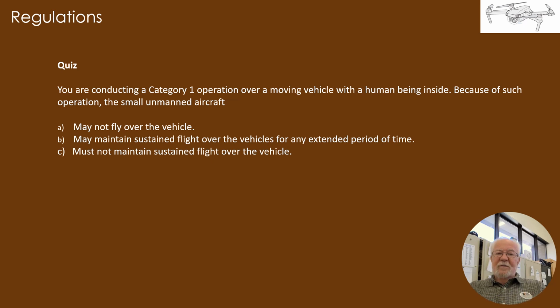Quiz. Category 1, operation over a moving vehicle with a human being inside. Under pretty much Category 1, 2, and 3, you can't fly over moving vehicles unless under certain circumstances. But the first circumstance is that you cannot fly over the vehicle. With a human being inside and the vehicle moving, you can't fly over them.